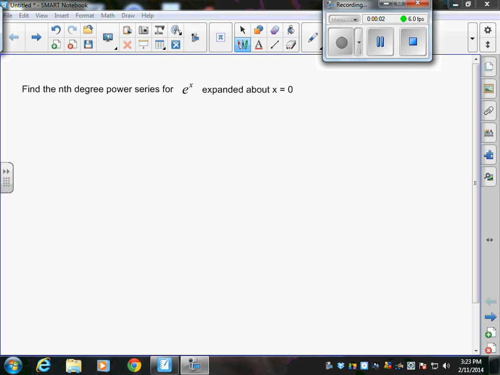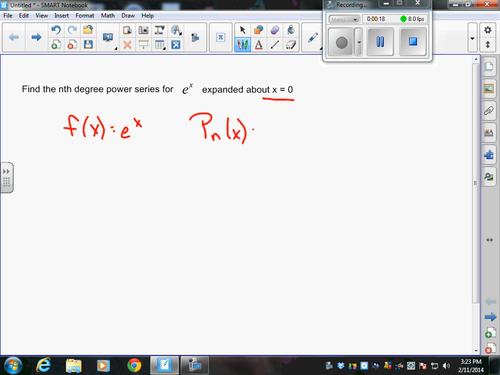Okay, so I'm super pumped and excited about this. We're going to find the nth degree power series for e to the x, and we're going to expand it about x equals 0. So our function is f of x is e to the x. And remember, we're trying to get this. But we're now going to be able to do this using our shortcuts. So let's start with, first of all, since we're expanding about x equals 0, what is f of 0?